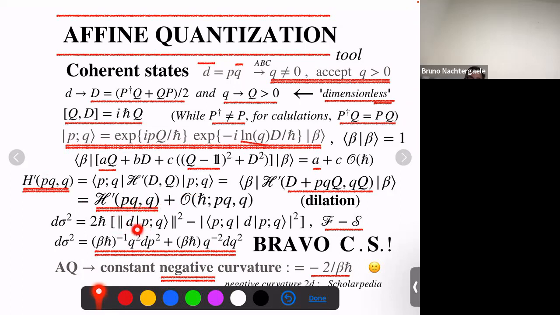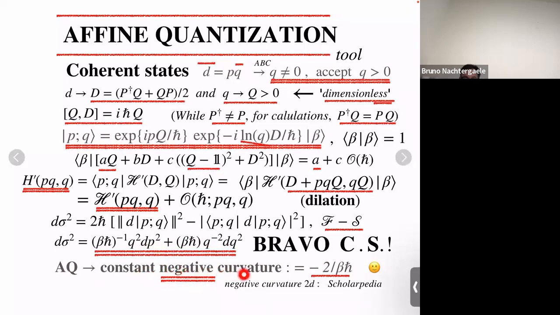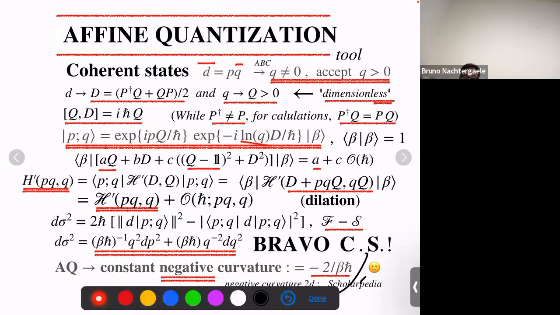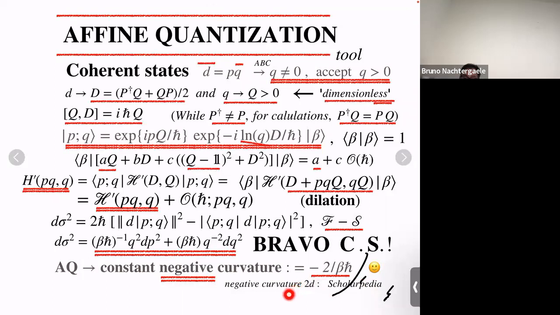Well, here is the Fubini-Study metric for this problem. And lo and behold, it is quite different. It has a constant to the -1, q squared times dp squared, plus that constant times q to the -2 dq squared. Hardly Cartesian. However, it is a fantastic space itself. It's called a constant negative curvature in a magnitude of -2 over beta h. You've heard of perhaps constant positive curvature, just like a tennis ball or a basketball. Anyway, we want to give a bravo to this particular slide.